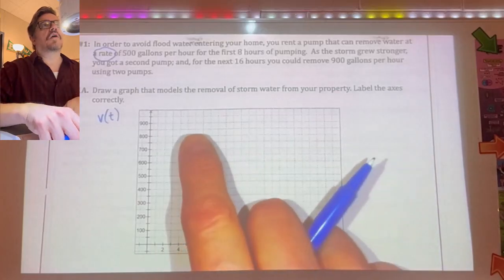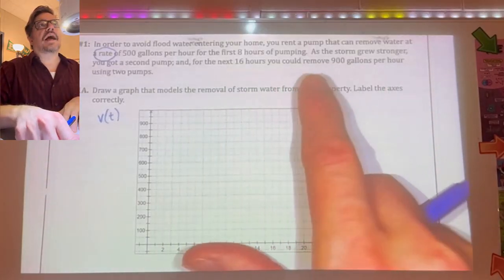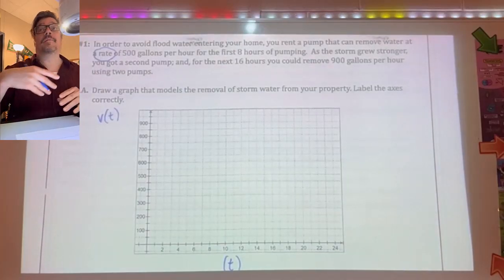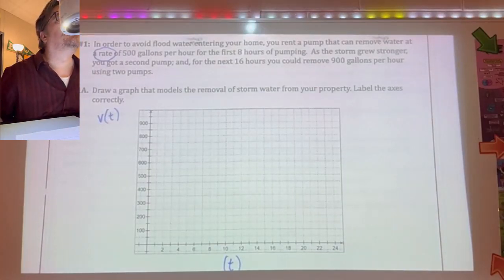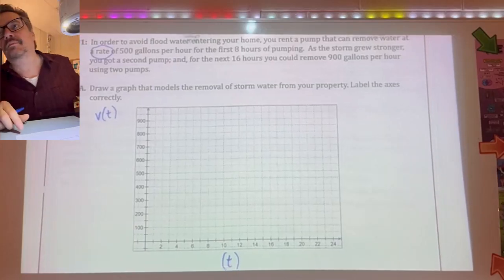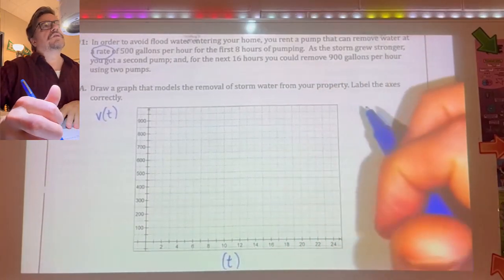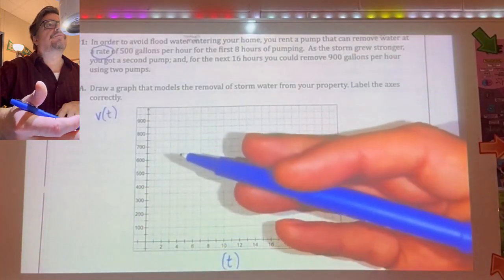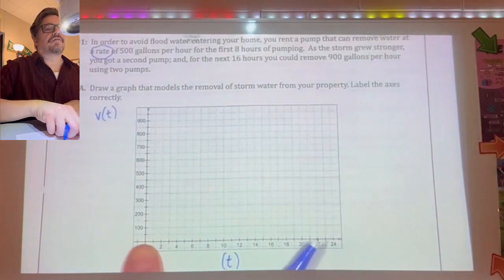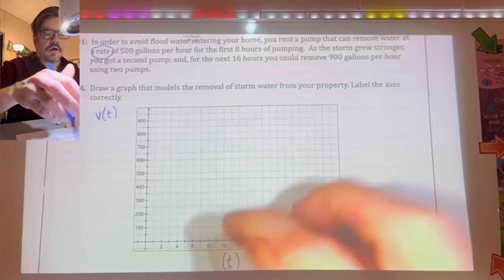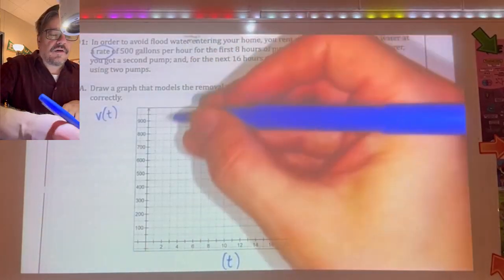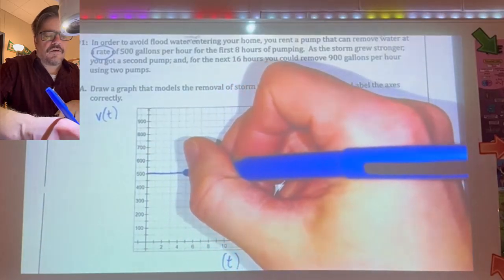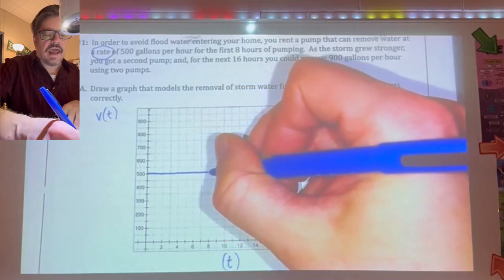What if we wanted to know how much water was actually withdrawn from the basement? It's just a home. Okay. Let's assume it's a basement. All right. So what we can do then is we can kind of go backwards. So for the first 8 hours from 0 to 8, they actually were taking out 500 gallons. Okay. And it kept going. There's the second hour, third hour, fourth, fifth, sixth, seventh, eighth.